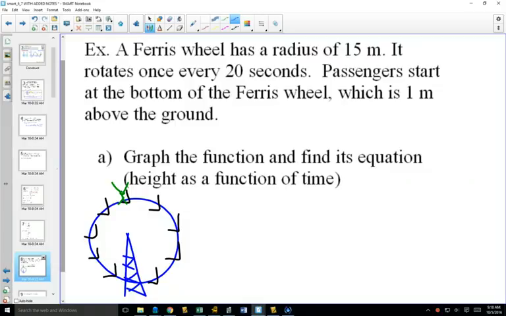Anyway, we should have some, here, got to get some spokes. Otherwise, it's not probably very safe. Okay, so there we have our daredevil person right at the top, hands up in the air, and we're going to graph this function.